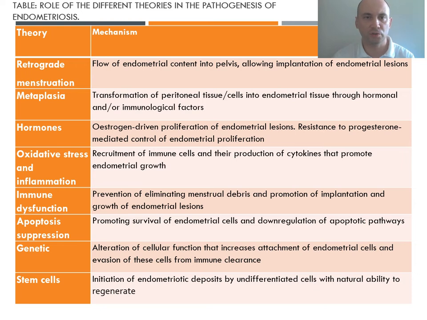This table shows the role of different theories in the pathogenesis of endometriosis, such as retrograde menstruation, metaplasia, role of hormones, oxidative stress and inflammation, immune dysfunction, apoptosis suppressors, genetic factors, and stem cells.